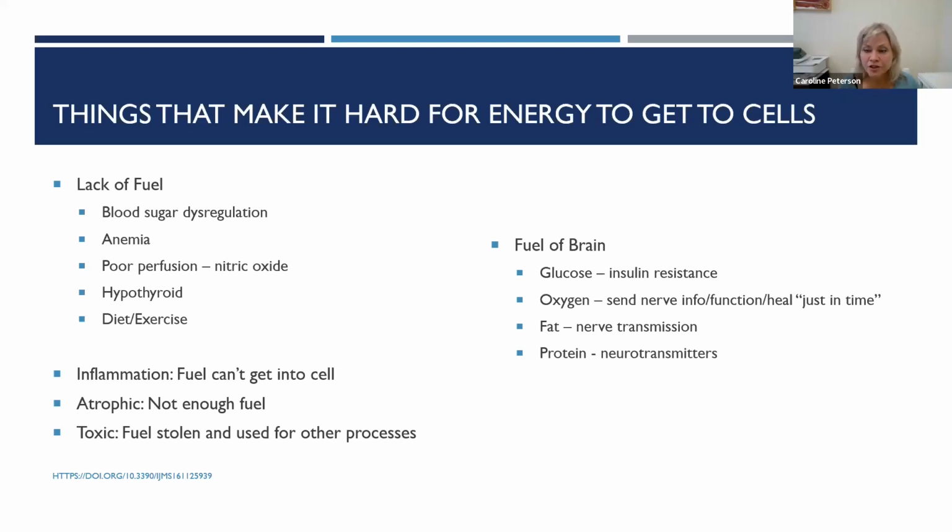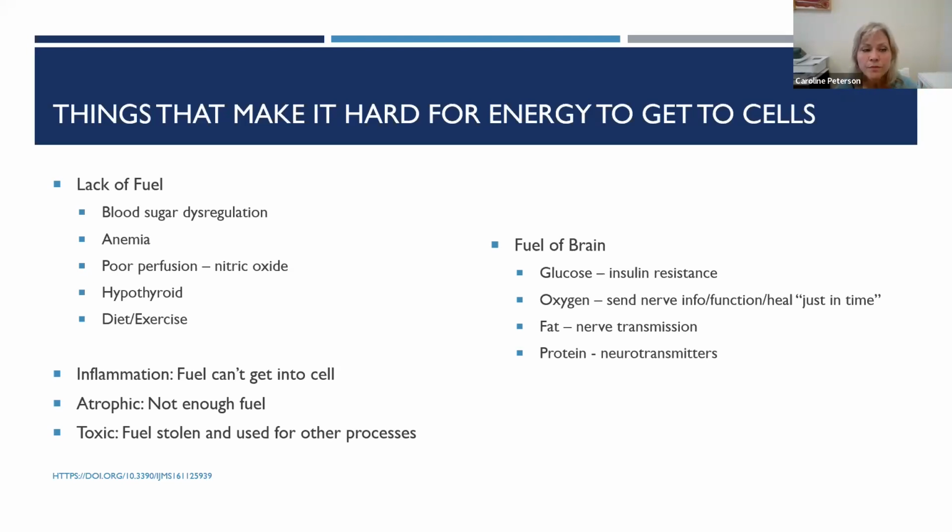Oxygen, we need the oxygen. And there's no reserve of oxygen. You have to breathe it in all the time. So that means that you have to have proper vascularization in order to have appropriate perfusion of the oxygen into the cells. And then we know we have to have adequate fat for the nerve transmission. Protein is what the neurotransmitters are made out of. We need all of those things for fuel for the brain.